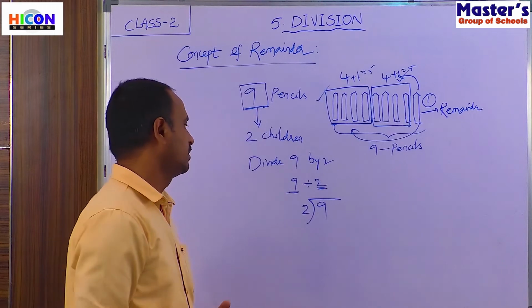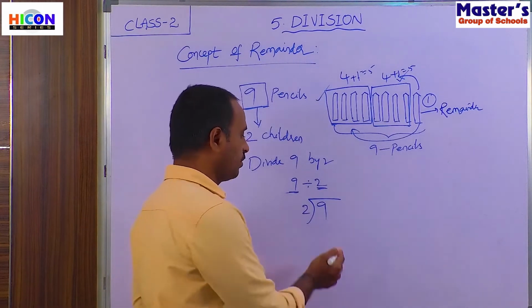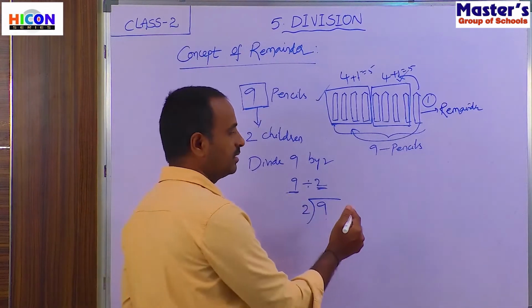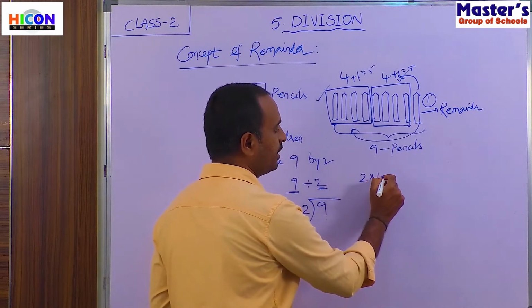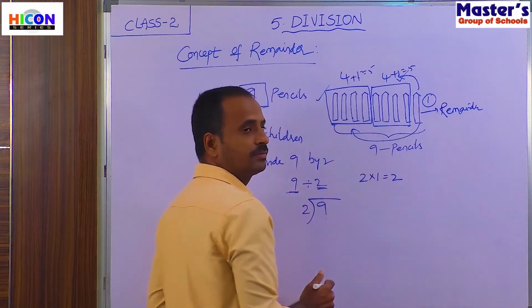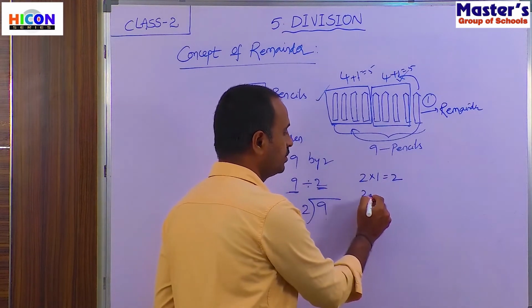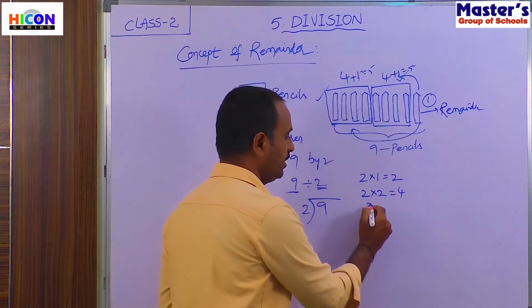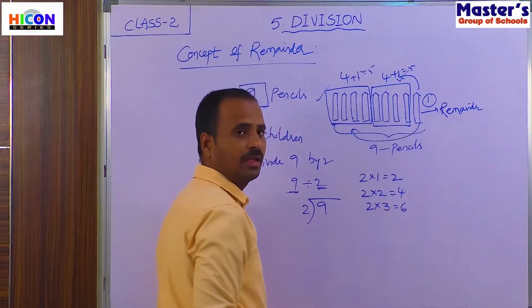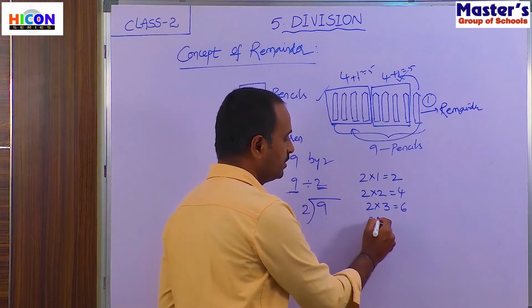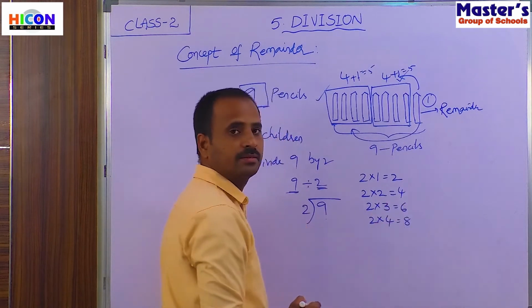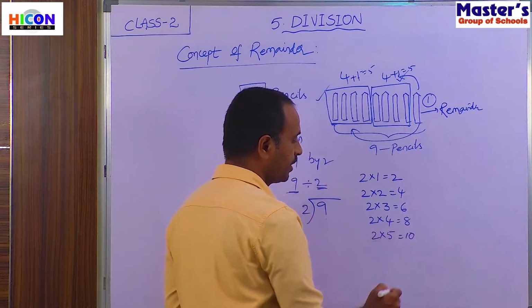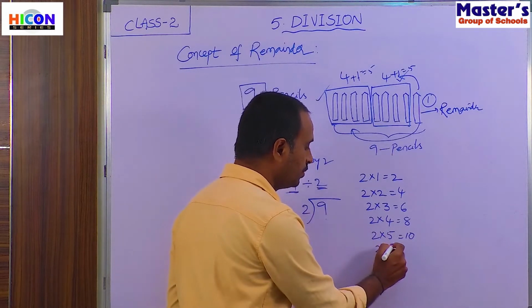Now, same process, do this division. We have to find where the number 9 comes in the table of 2. Let us see the table of 2. One time, 2 ones are 2. Two times, 2 twos are 4. Three times, 2 threes are 6. Four times, 2 fours are 8. Five times, 2 fives are 10. Six times, 2 sixes are 12.